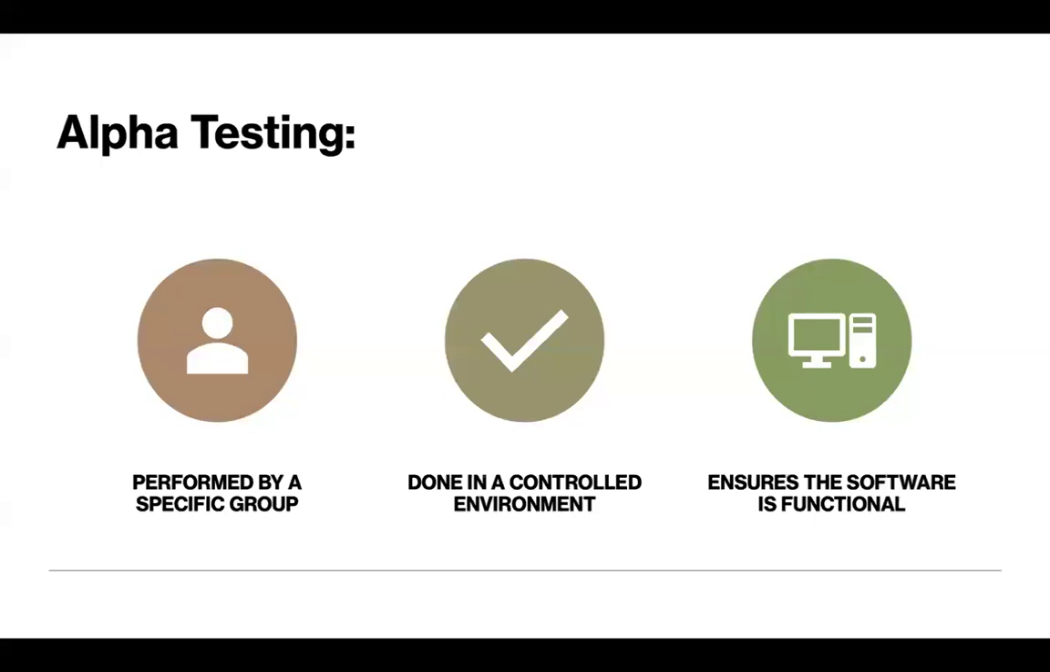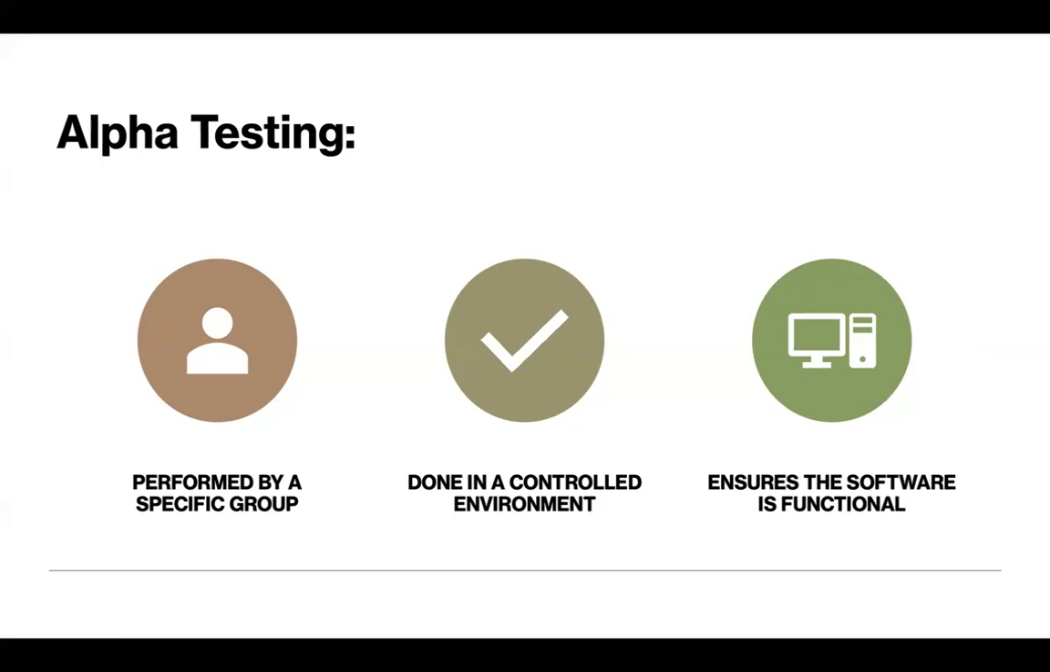Now, alpha testing. One thing that I want you to know, even before we start talking about this, is that alpha testing usually comes before beta testing. So just look at the names, A and B. Alpha starts with A, beta starts with B. So alpha comes before beta. That's an easy trick to remember which way they go.